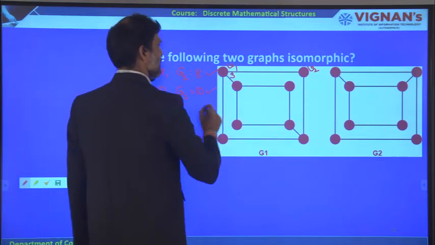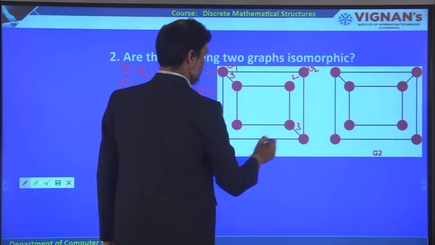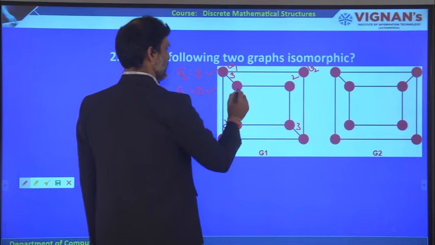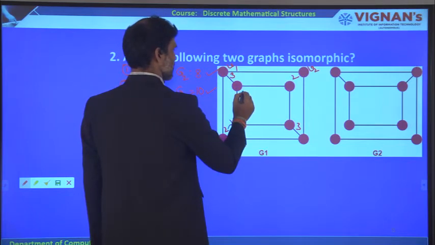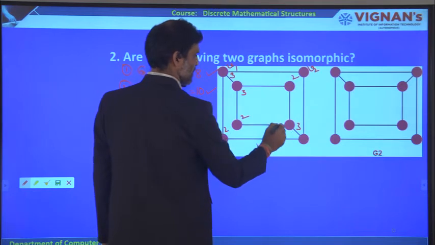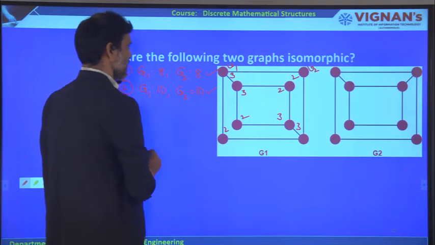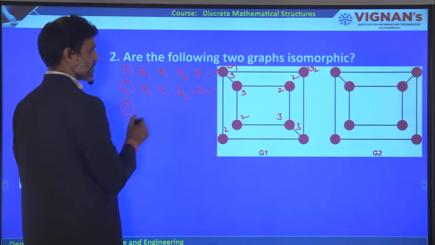It consists of 3, here it consists of 2, here 3, here 2, here this particular vertex consists of 3, and this particular vertex consists of 2, this is the vertex which consists of 3 again, and this is 2.